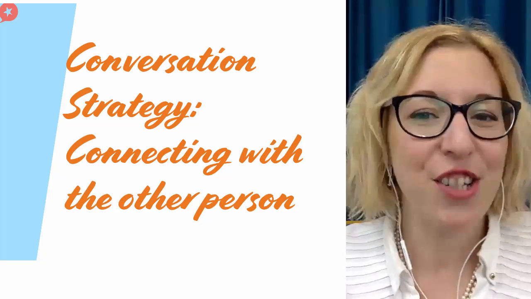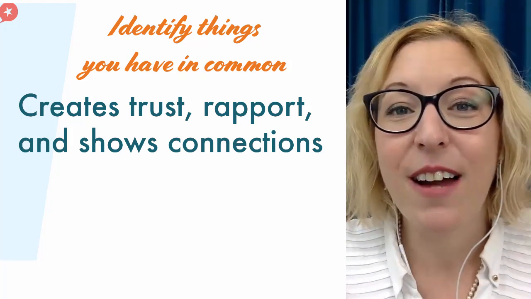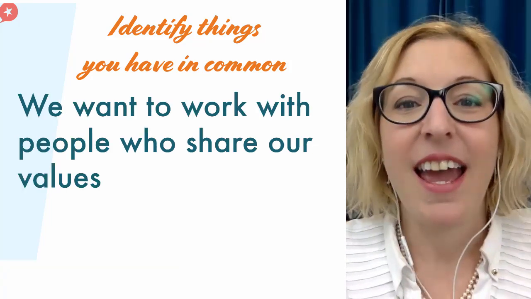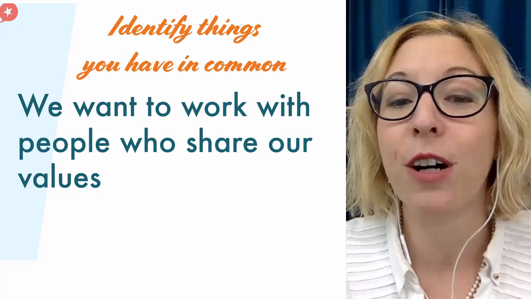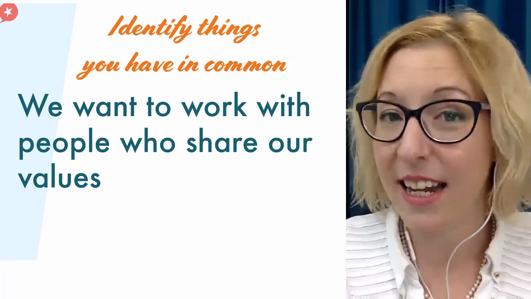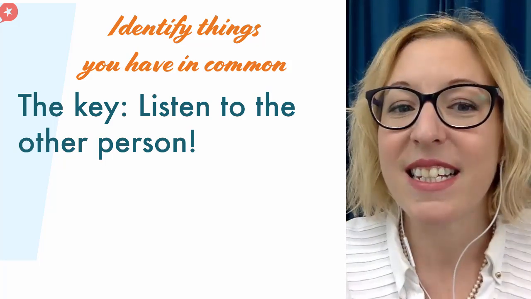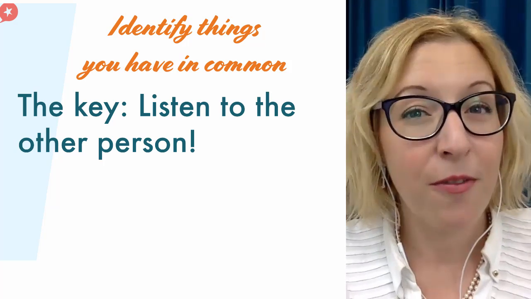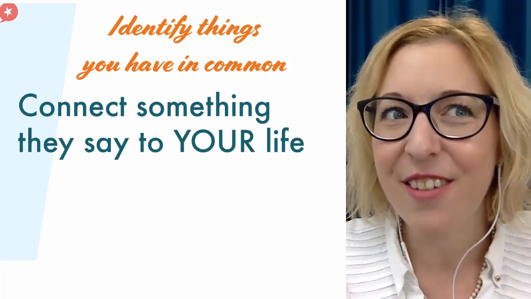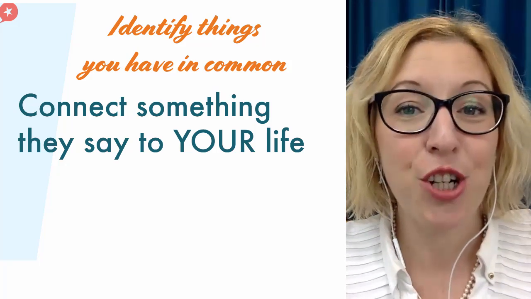Now, let's look at that conversation strategy for connecting with the other person. So, what you want to do here is to identify things that you have in common. This creates trust, it builds rapport, and it shows that you have a connection together. And in business, this is very important because we want to work with people who share our values. Not necessarily who have the same interests as us, that can help, but it's really more about showing that you have some kind of similar values. And the key to this is to listen to the other person very actively, very attentively, and we'll see why that's important. Because when you're listening, you can hear lots of different things, and you can connect something that they say to your life and show that connection.